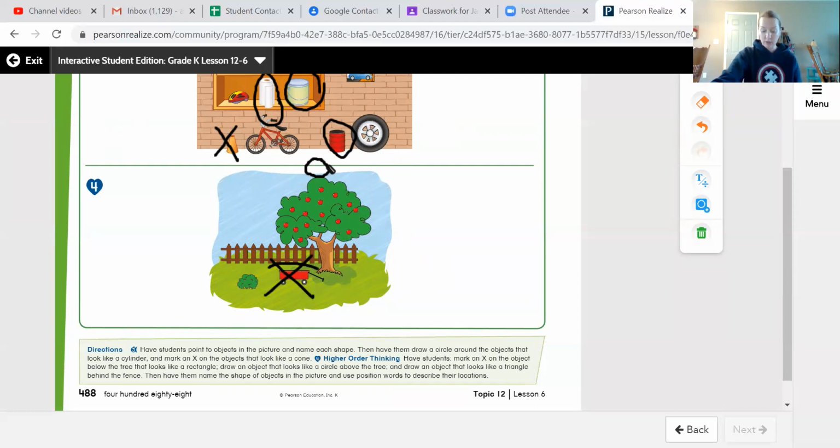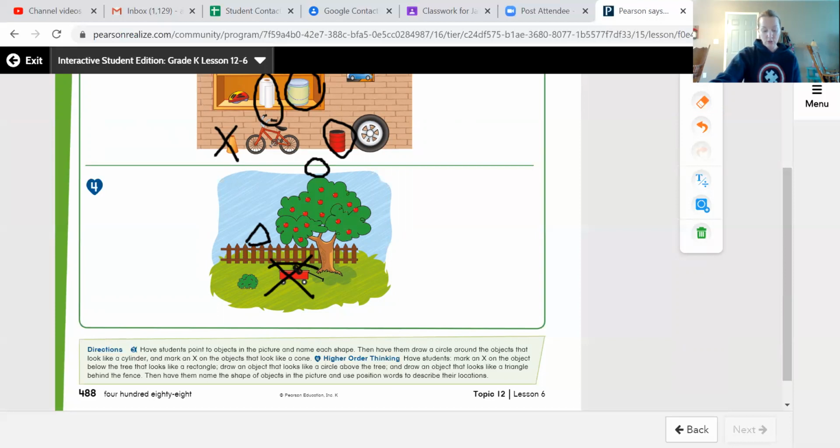Next, you need to draw an object that looks like a triangle behind the fence. Remember, behind. So if I take this ball, right now it's in front of me. I put it behind my back. Now it's behind me. I can't see it. So for the fence, right here where the wagon and the bush are, that is in front of the fence. Behind the fence would be right here. You have to go around it and go behind it. And we are going to draw a triangle behind the fence.